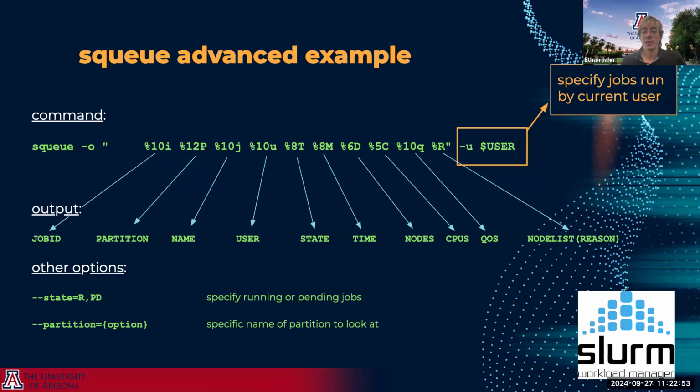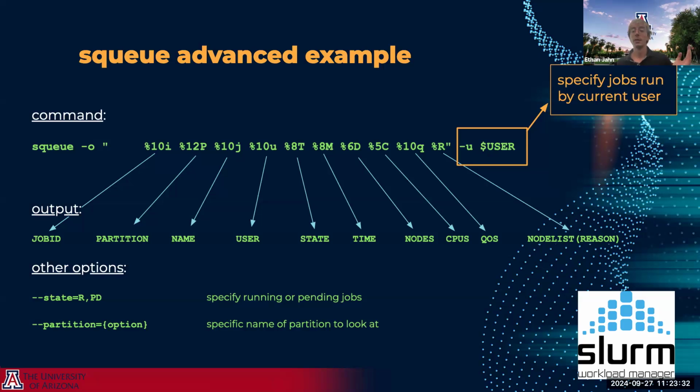And then lastly, the %R, that's going to give the node list if the job is running, or if the job is still pending, in parentheses, it will tell you the reason why that job is still pending. So if everything is normal and good, you'll see either priority or resources there, just meaning that the job is still in the queue and that everything is normal. You might see another reason code there, such as something like assoc group minutes left. If you see something like that, it means that you've run out of CPU hours in your allocation.